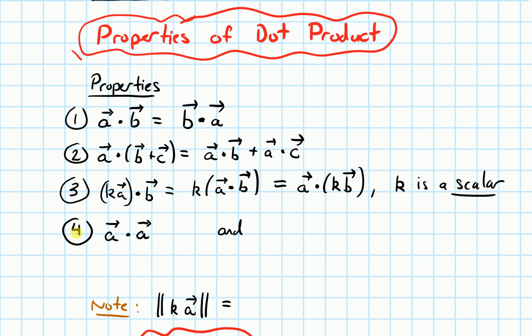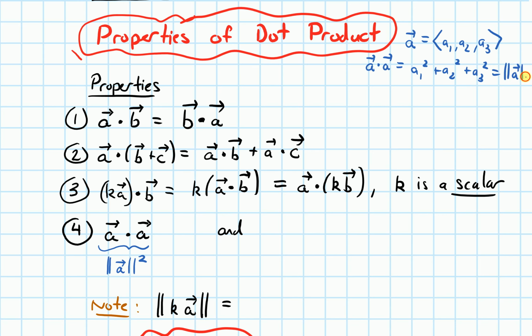So the fourth property is that when you dot a vector with itself, this is actually equal to the length of the vector squared. So make sure you see why. Think about a vector being written in terms of its components. Let's just say A1, A2, and A3. And if you take this vector dot itself, you would get A1 squared plus A2 squared plus A3 squared. But that's just the length of A squared. Okay, so that's where that comes from.